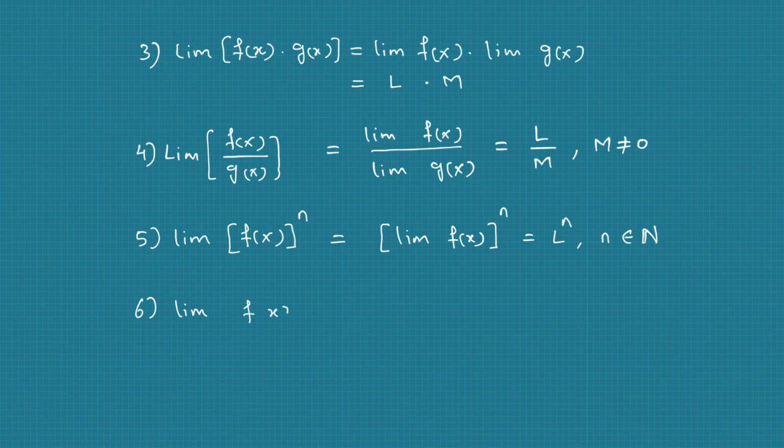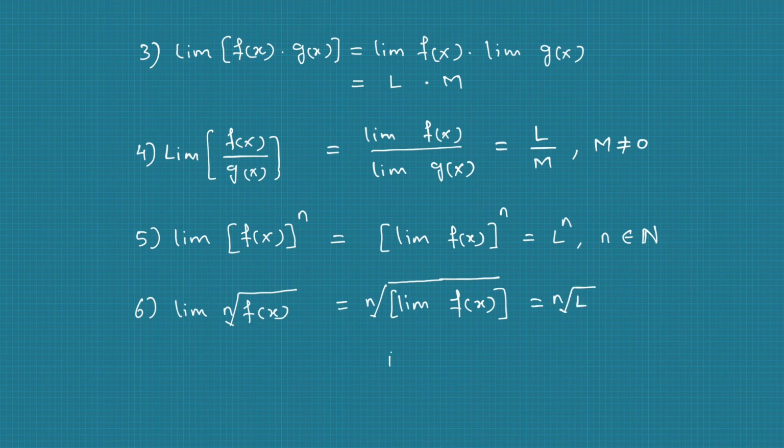The limit of the nth root of a function f of x is equal to the nth root of the limit of f of x, which is equal to the nth root of L. If n is an even number, then we assume L is greater than or equal to 0.